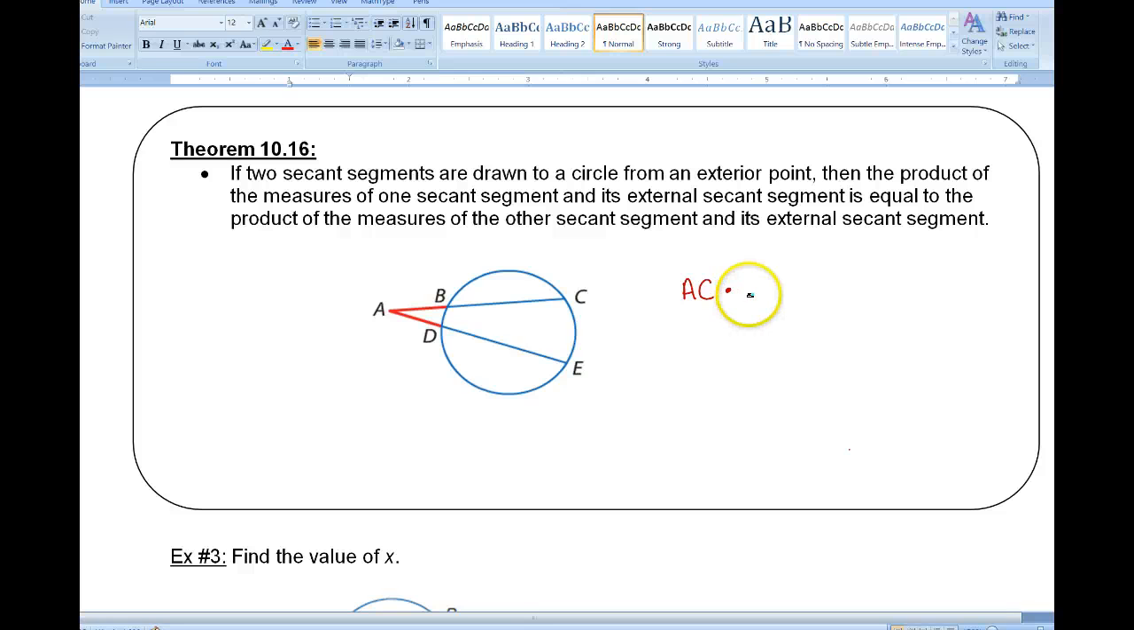And then it's going to be the same thing on the other side. So this is going to be equal to the other secant segment, which is AE, times its external, which is AD.